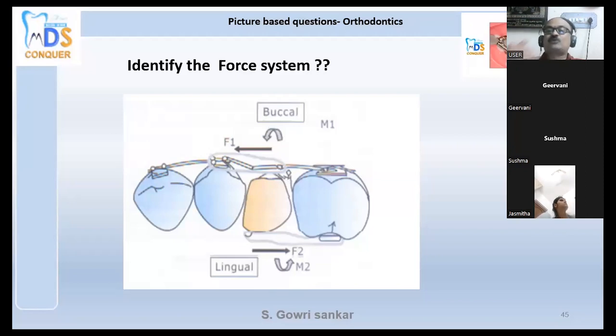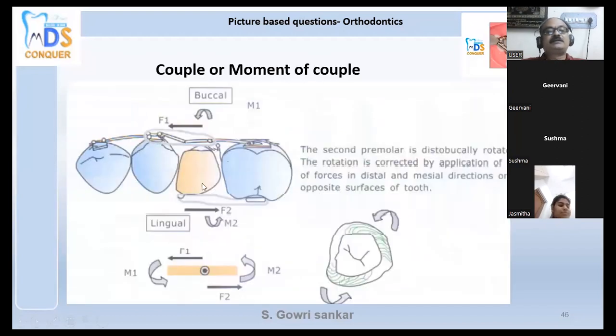I am showing this around a vertical axis for rotation correction of the tooth. I am going to see it in the anterior posterior direction now. We'll slowly move to it. That question was recently asked in the NEET 2021 examination. So it is nothing but, yes, a couple of forces. This is what a couple is. I am trying to say it rotates the tooth around a vertical axis.